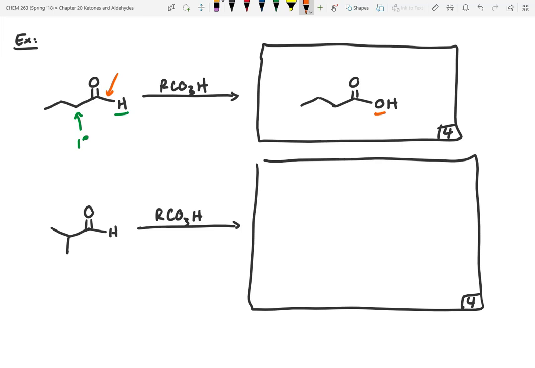That makes sense? All right, now the next one, we'd look at this hydrogen and then we'd say, all right, a hydrogen versus a secondary carbon. Where's the oxygen going to go? Hydrogen. So again, we can do that. Let's do one last one for good measure.